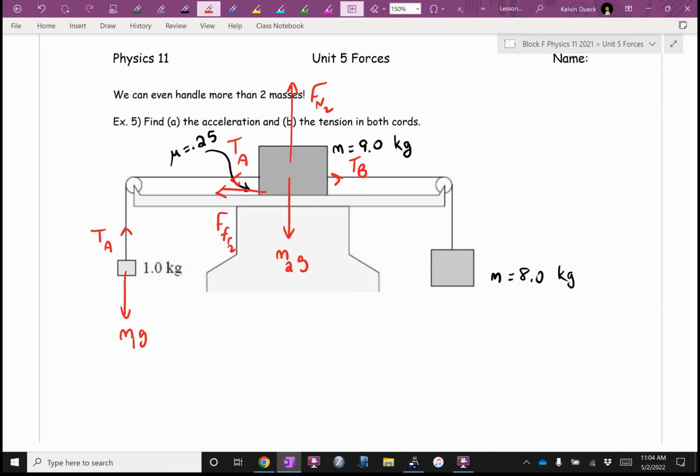What about the 8 kilogram mass? What are the forces acting on it? Get the obvious one. Good. I'll call it M3G. What else?